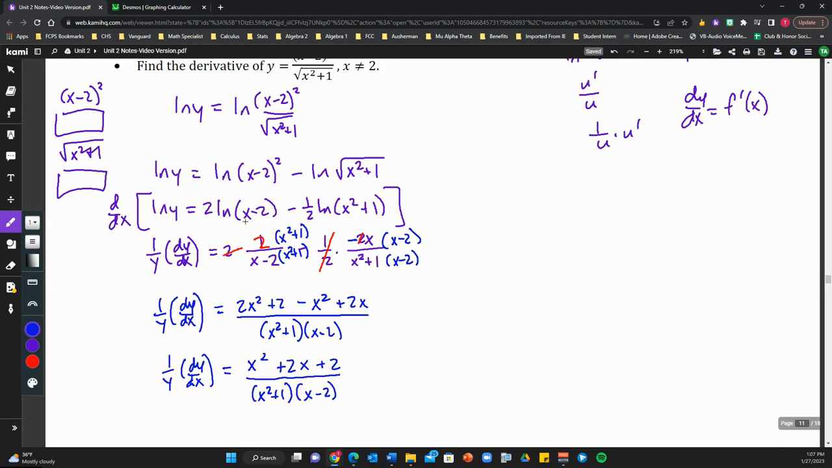But now our issue is we need this in explicit form. So there are 2 issues with that right now. First off, dy dx is not by itself. So first, we need to fix that by getting rid of the stuff over here. So it's being multiplied by 1 over y. So to fix that, we just multiply both sides by y. So that's a pretty simple fix.